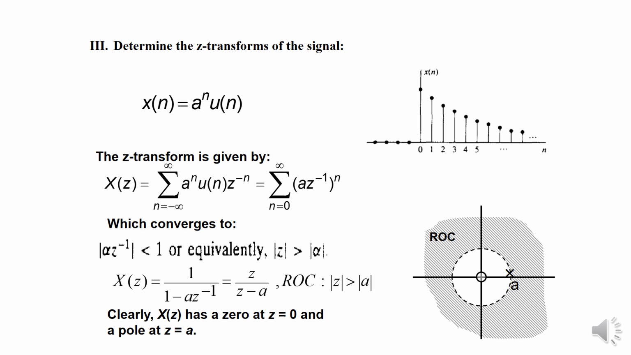So again we can write this as X(z) equal to 1 over 1 minus a z to the power minus 1, when the magnitude of a z to the power minus 1 is less than 1. That means the magnitude of z is larger than the magnitude of a. Can you see? So X(z) is equal to z over z minus a when we simplify, and the ROC will be the magnitude of z larger than the magnitude of a.